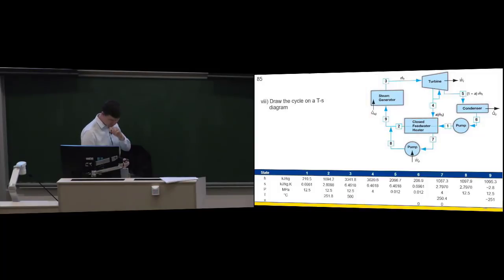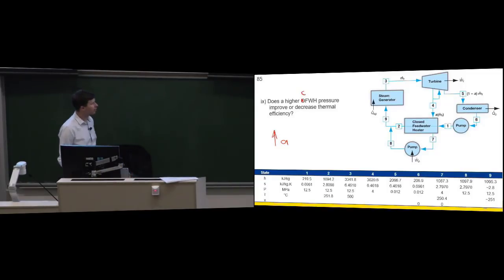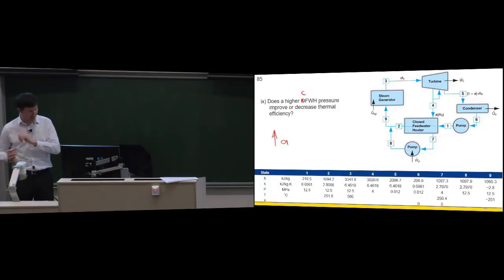And that's where this last question is kind of coming from. Does a higher closed feed water heater pressure (copy and paste from yesterday, obviously) improve or decrease the thermal efficiency? And then the other one is, does an increased bleed mass fraction, what does that do to the thermal efficiency of the cycle? Because I think that's a question that is worth answering, and it's more complex than you can trivially answer. That was what I had.